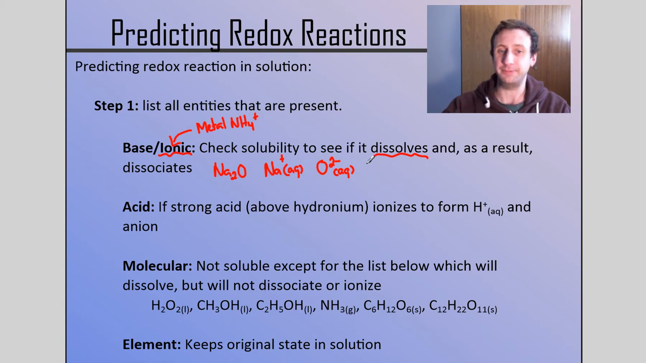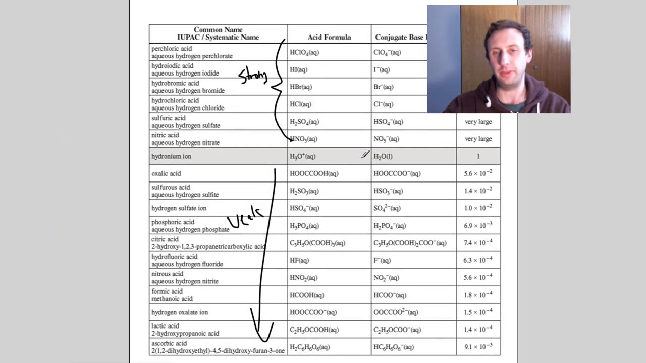For an acid, if it is a strong acid, which means that it's above hydronium on the table, it is going to ionize into H+ and the anion it's with. So going forward to this slide right here, this is your acid-base table. It's on pages 8 and 9. I'm kind of blanking on that, but it's in your data booklet.